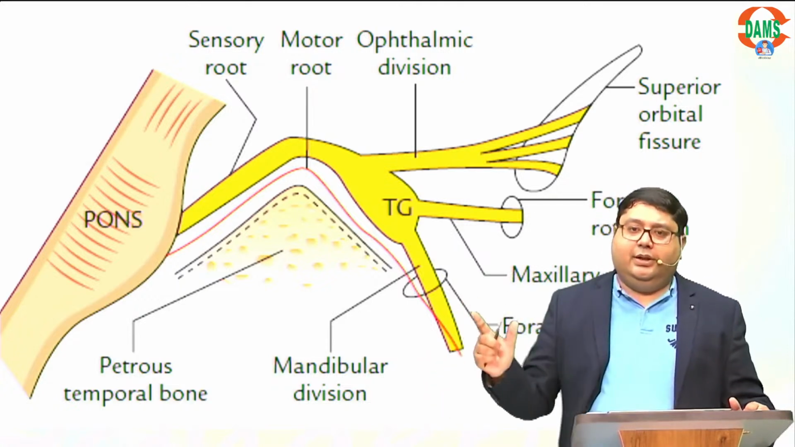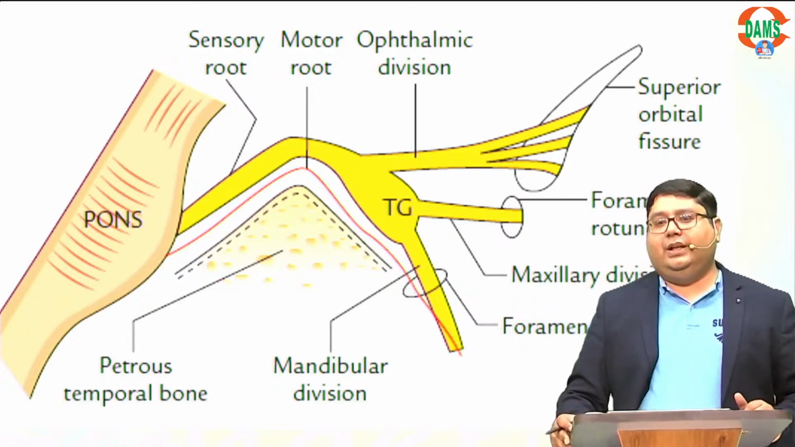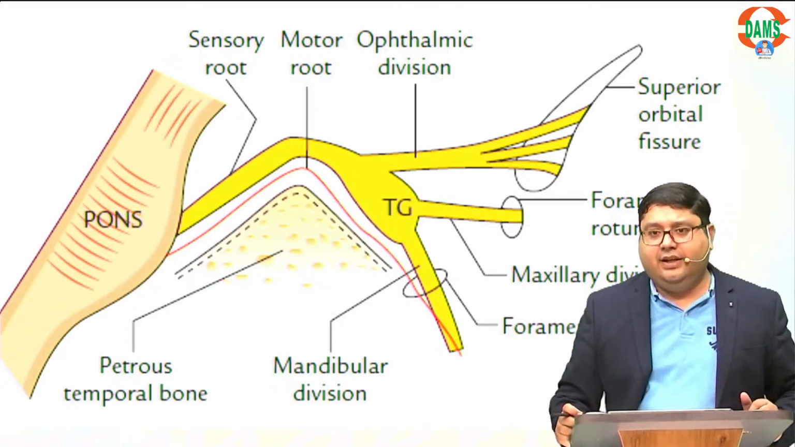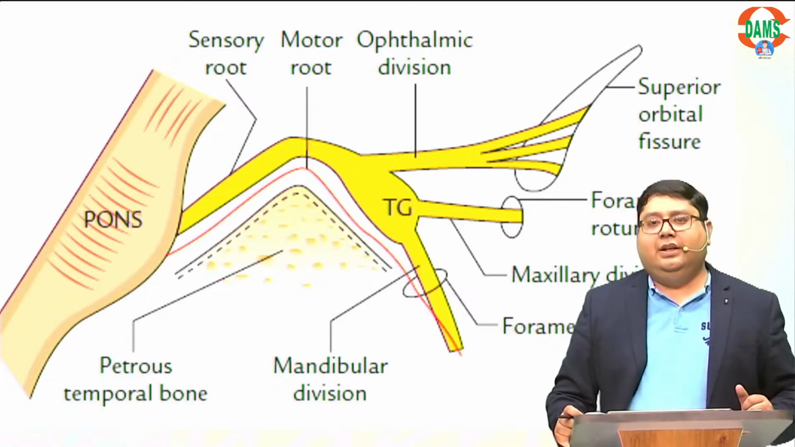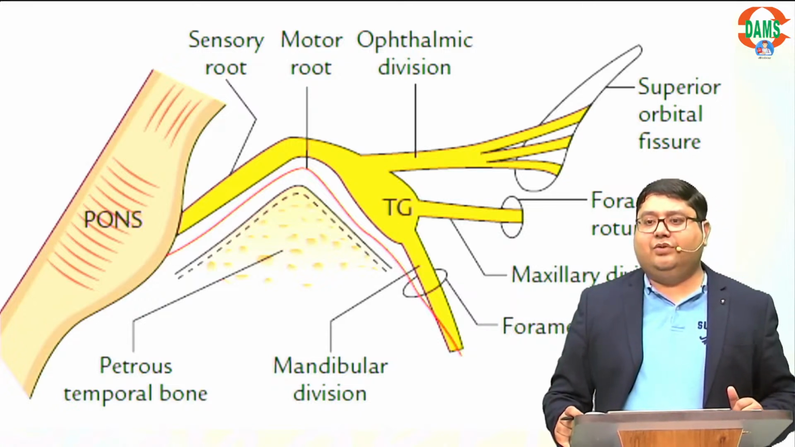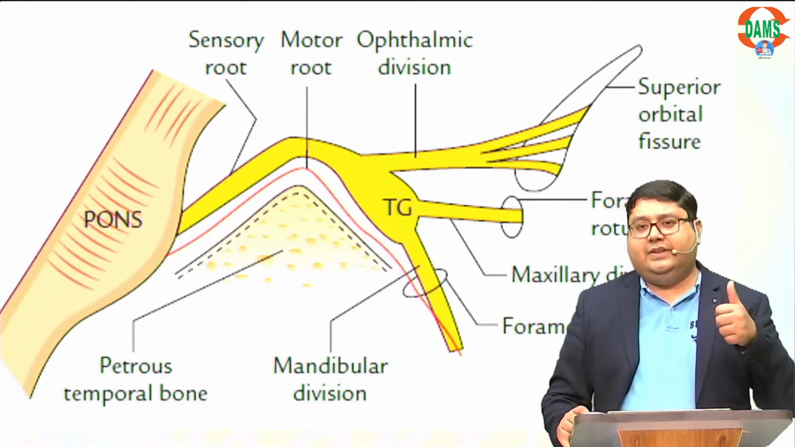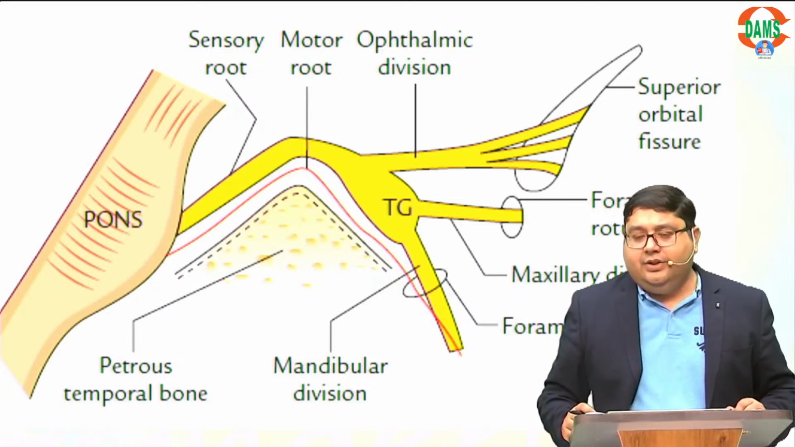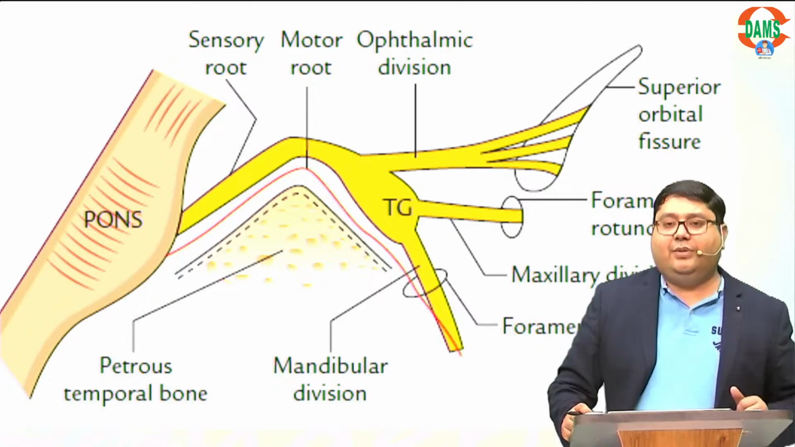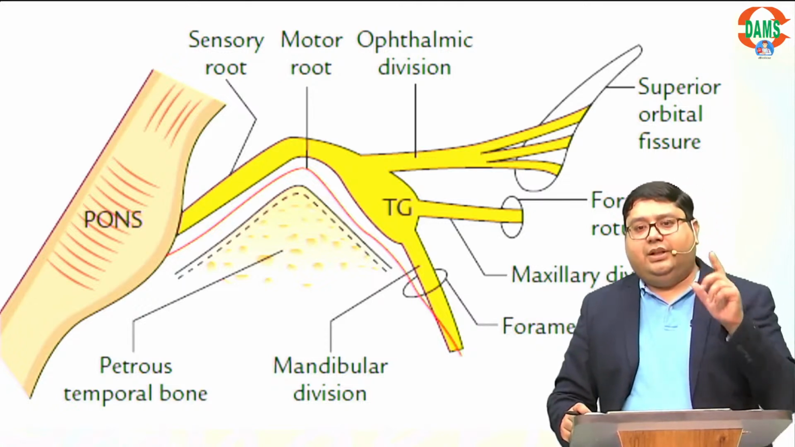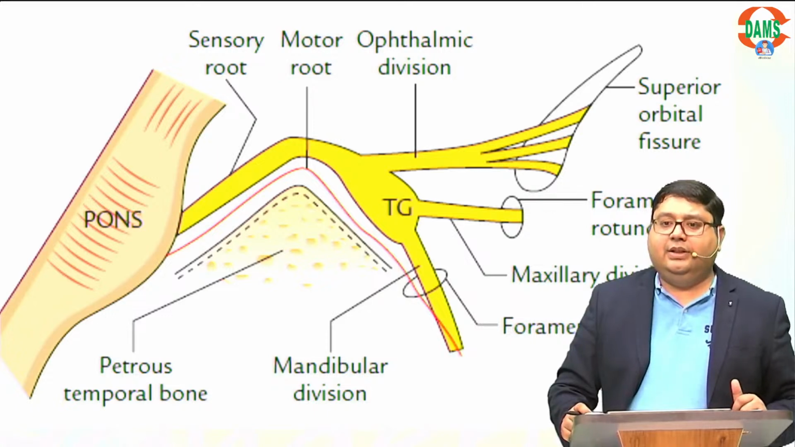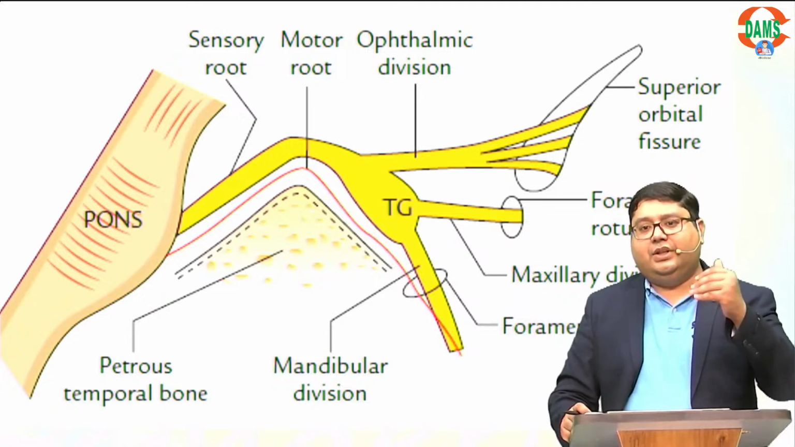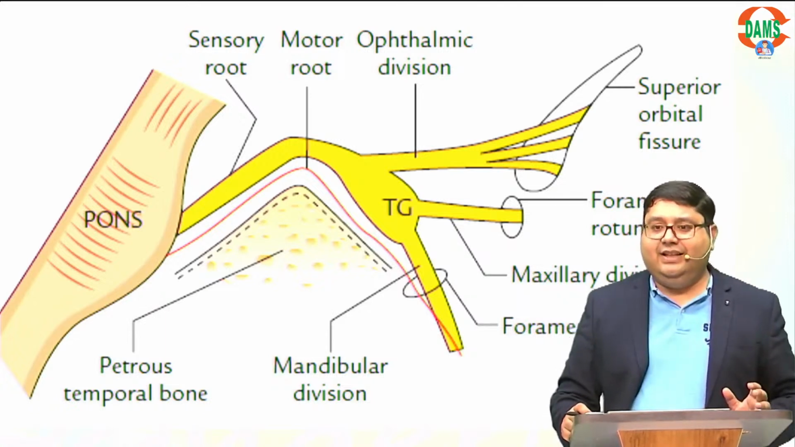Now, if we talk about the foramen ovale, we all know that the MALE structures pass through the foramen ovale. Can you tell what the MALE structures are? Yes, let us revise together. Basically this is a revision of the trigeminal nerve, right? So the MALE structures from the foramen ovale: M, mandibular nerve; A, accessory meningeal artery; L, lesser petrosal nerve; and what is E? Emissary vein, right?